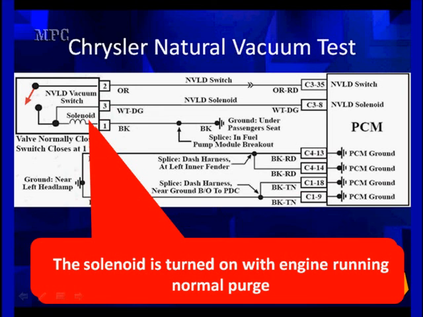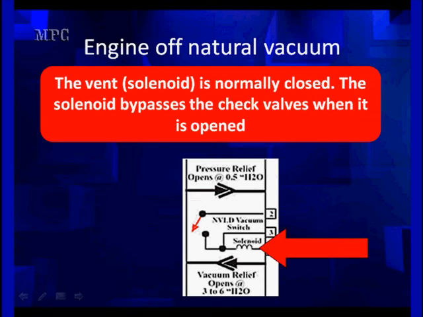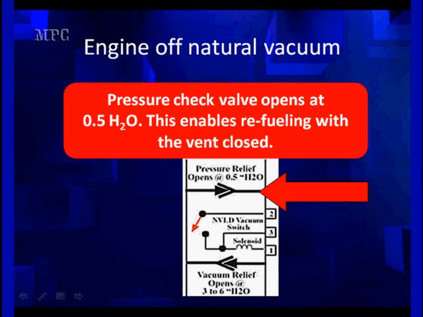So this is the exception. This natural vacuum has a built-in restriction. They're check valves. Let me show what those check valves look like. The vent is normally closed. It's only open when we turn it on. When it's turned on, it bypasses the check valve, and we do that when we're doing normal purge. Let's look at the 2 check valves.